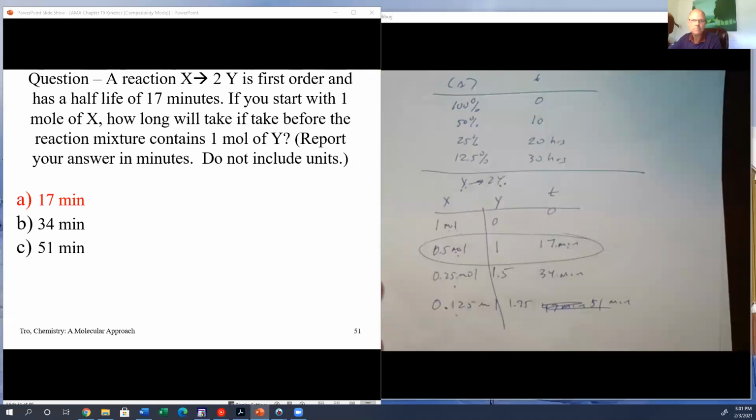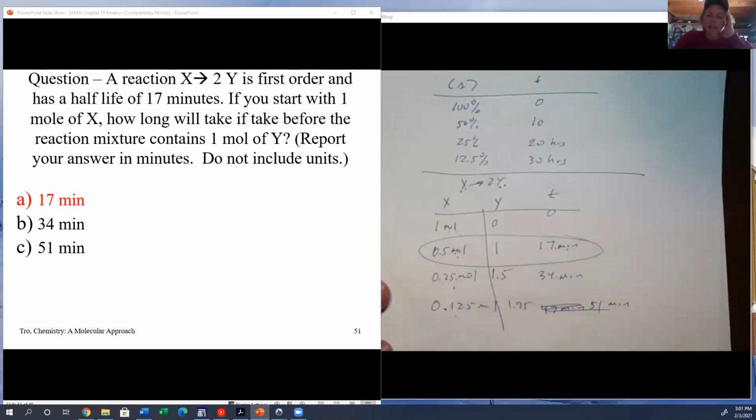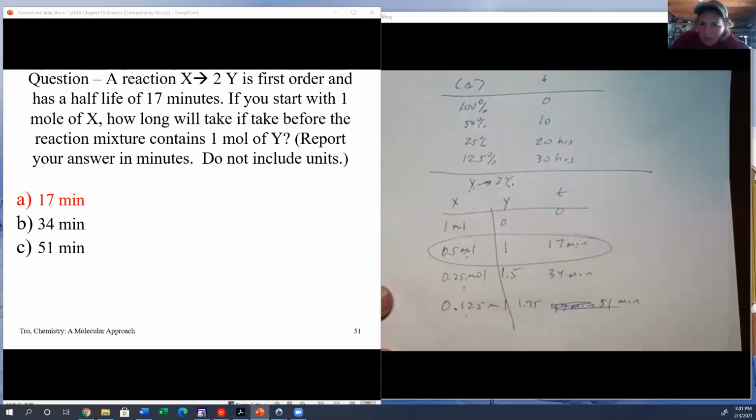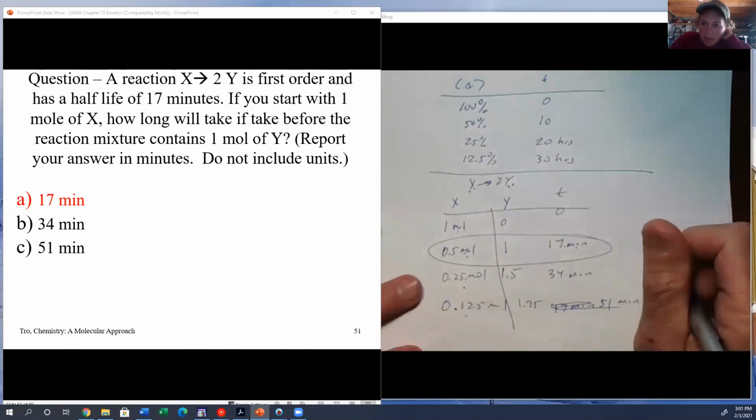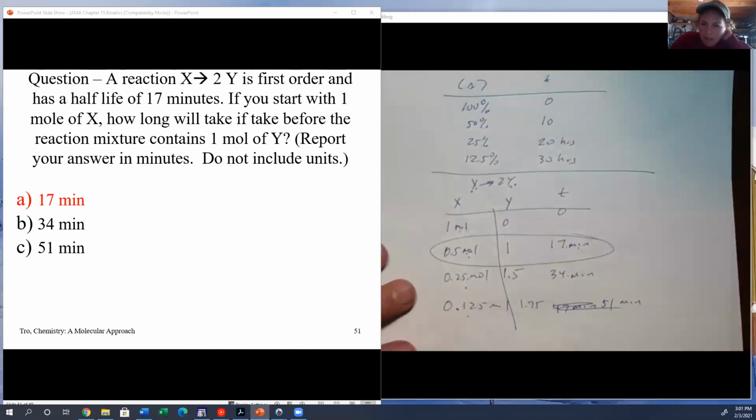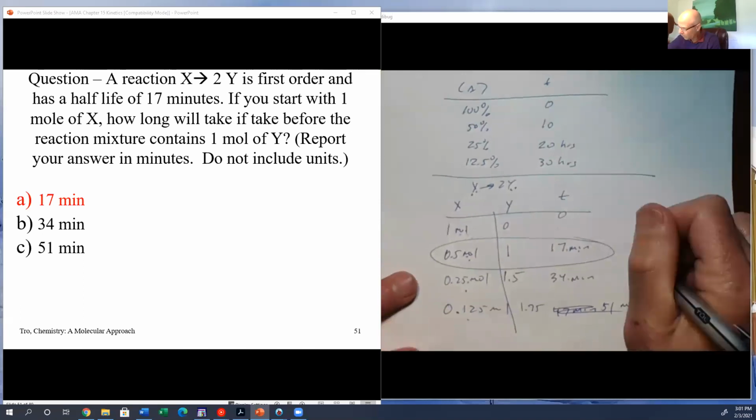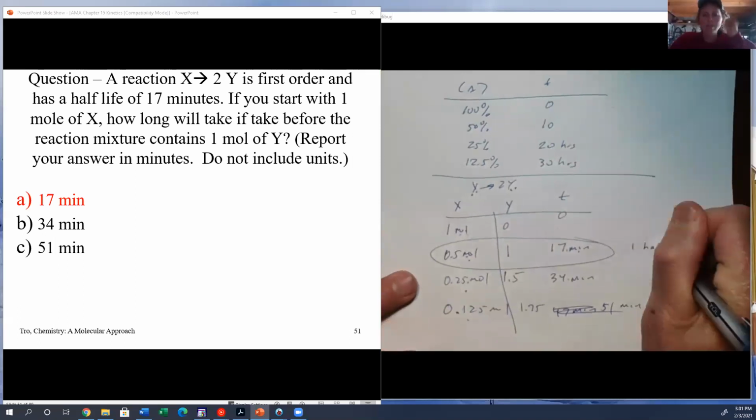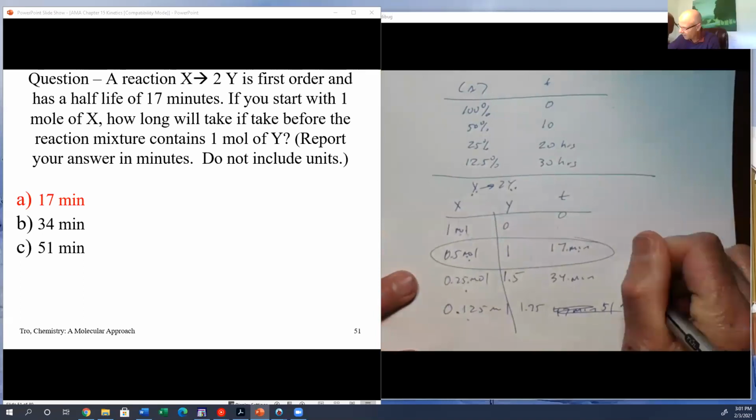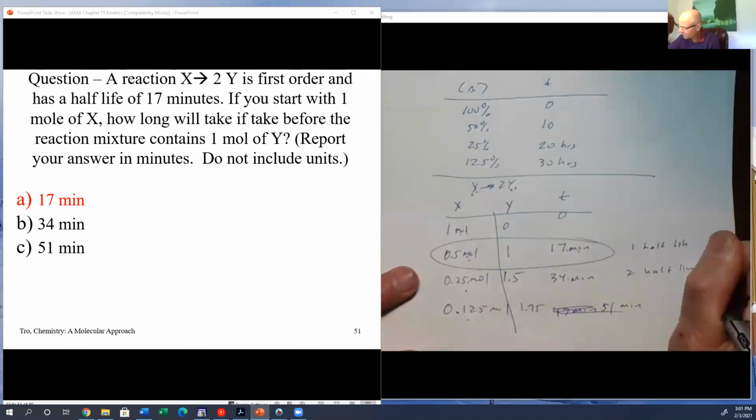Emily. I just lost you a little bit with the numbers. I'm confused why we have 51 minutes from, you know, 0 to 17, and then 17 to 34 is double. So how do we get that 51? Oh, okay, yeah, good. So this is 1 half-life. This is 2 half-lives. This is 3 half-lives. Right? 17 minutes, 34 minutes.